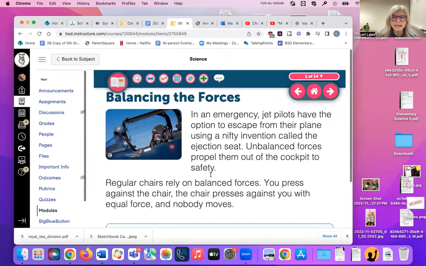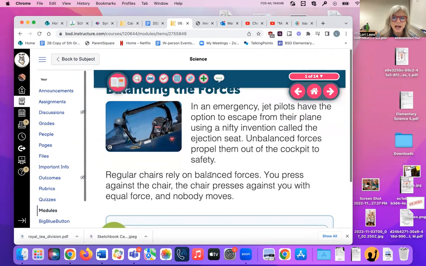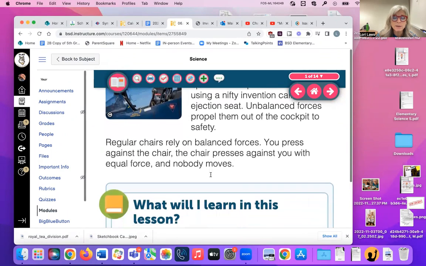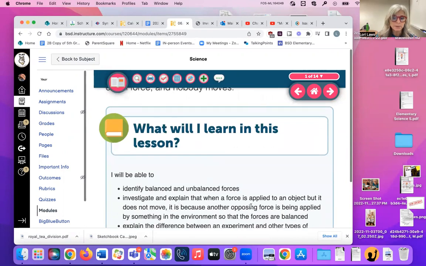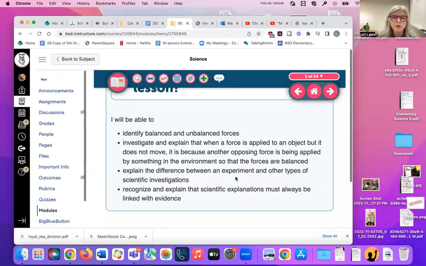The gist of today is that we're talking about balanced and unbalanced forces. So we're going to investigate and explain that when a force is applied to an object, but it does not move, it is because there is another opposing force being applied by something in the environment, so the forces are balanced. When you apply force to an object and it does move, that's because there's not an equal and balanced force on the object. So we're going to talk about that.